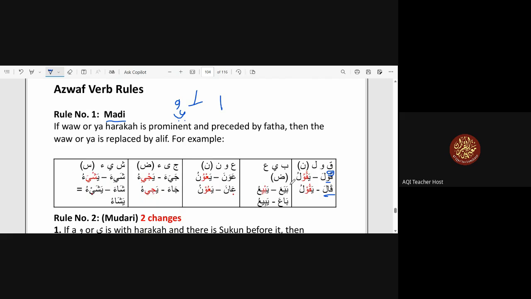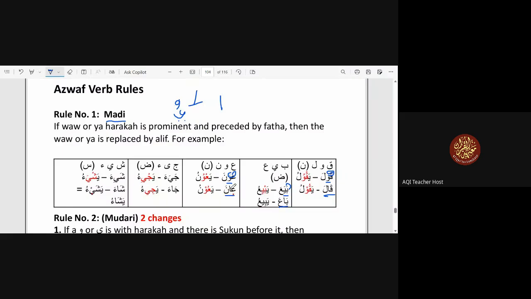And for bab daraba, here is another example, baya'a. You can see ya in the second radical, and it is preceded by fatha. The previous letter has got fatha on top. So this ya will be replaced by alif, and it will become ba'a. Similarly, in this example, awana, we can see waw in the second radical preceded by fatha. So this waw will be replaced by alif and it becomes ana.